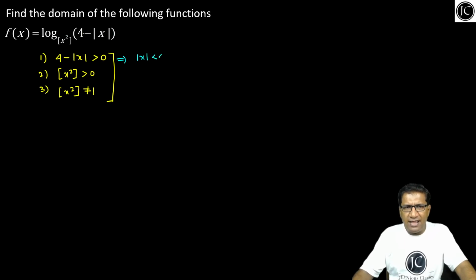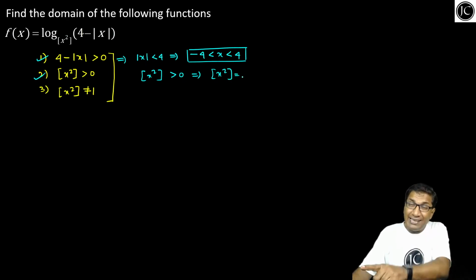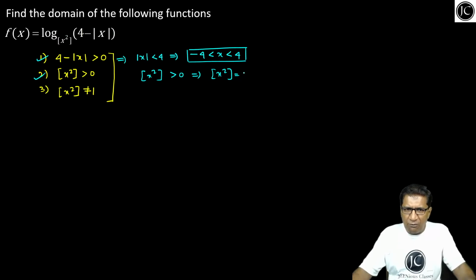Mod of x is less than 4, that implies x is lying between minus 4 and 4, right? Okay, box of x square, second condition देखो, first condition हो गया, second condition it is greater than 0. इसका मतलब क्या हुआ? Box of x square will take the value, it's an integer, और greater than 0 मतलब क्या होगा? ये पहला जो वैल्यू लेगा वो है 1, 2, 3 और ऐसा करते करते जाएगा.